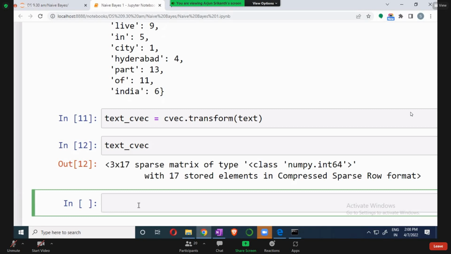Huh? Imperial and naive. What is a sparse matrix, guys?